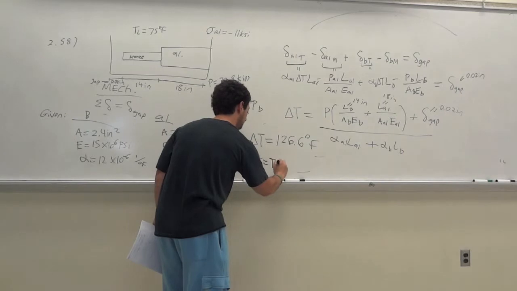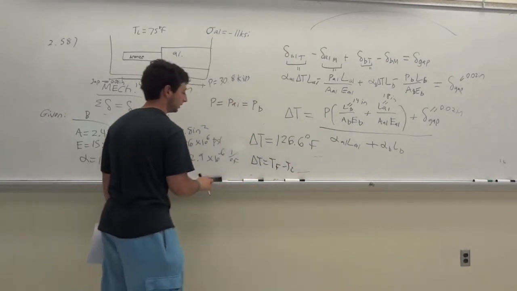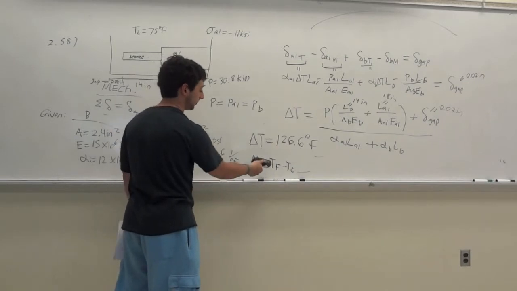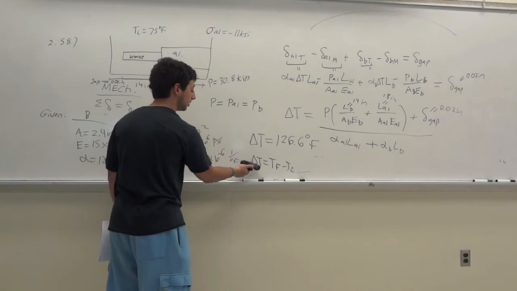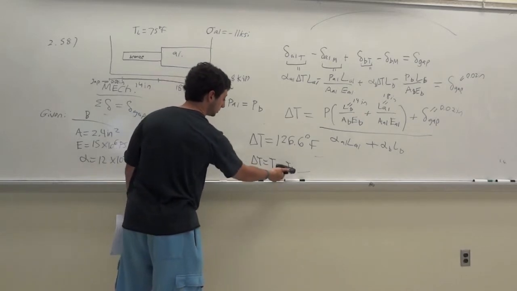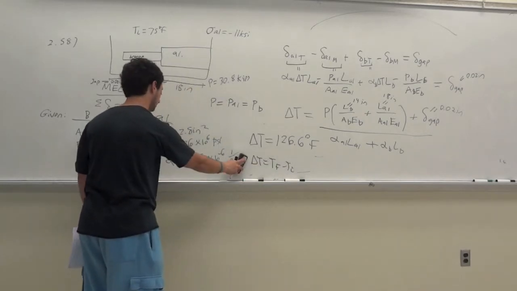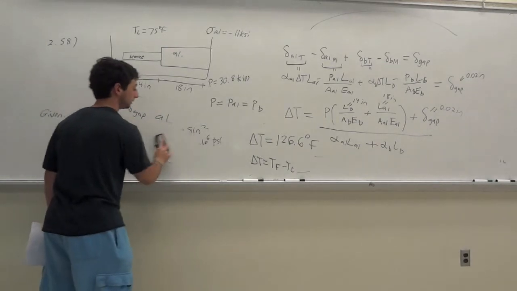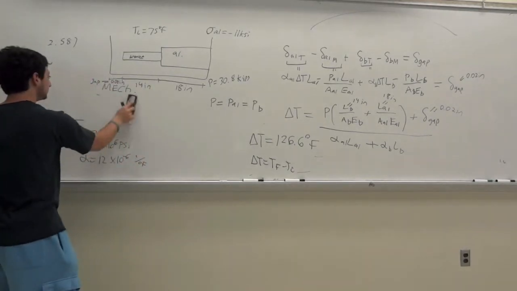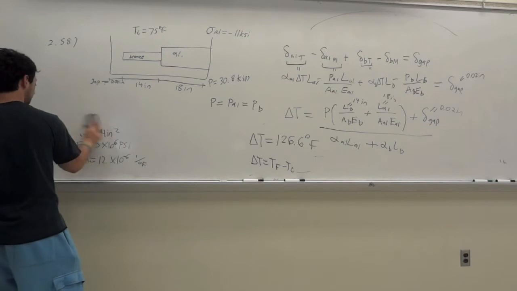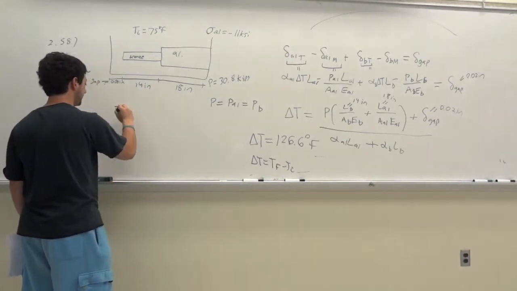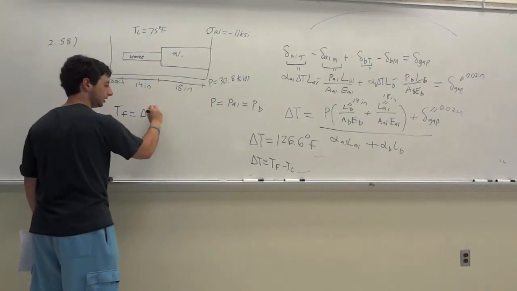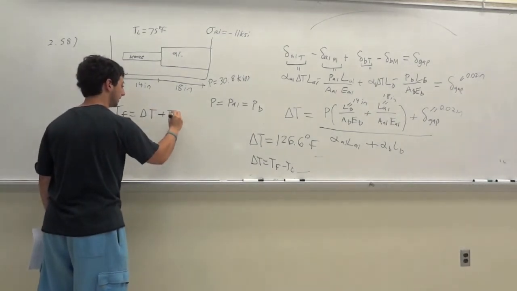It's the final temperature minus the initial temperature, right? That's what a change is, okay? So it's a final minus an initial. And we're looking for the final, right? We know the change in temperature, we know the initial temperature, we could get the final temperature. Okay, so TF is equal to delta T plus TI, the initial temperature.